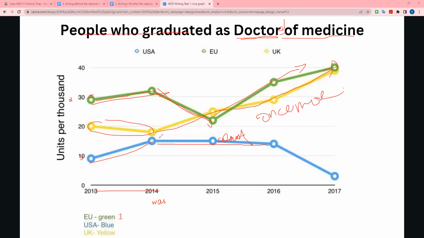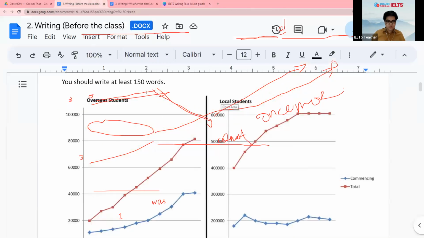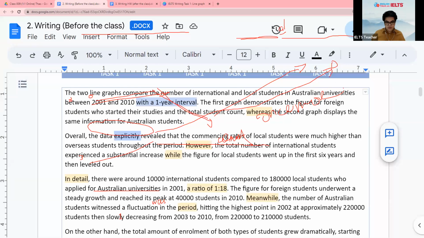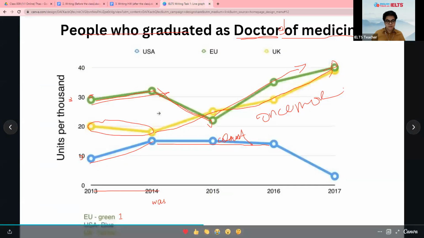And then in the next 3 years, it underwent a steady increase and then reached its peak in 2017. Okay, very good. The number of doctors, medical doctors. You can also say what you said in your homework. Witness. I see that you have a witness here. You use witness, so you can use it also here.